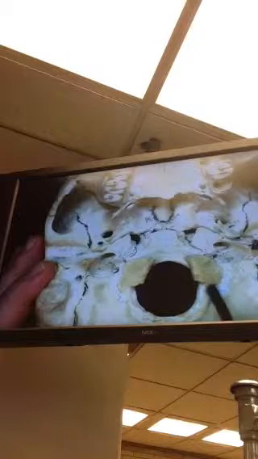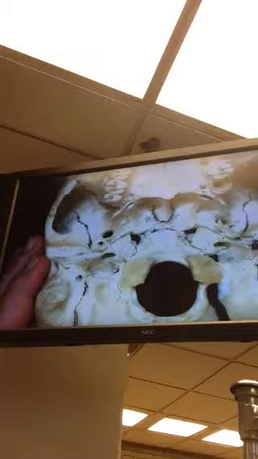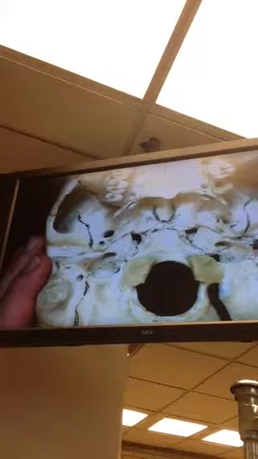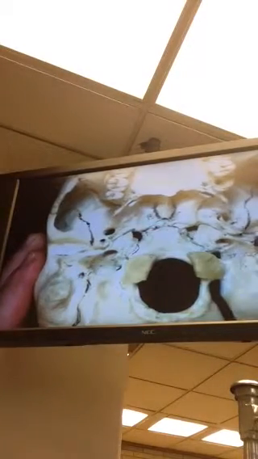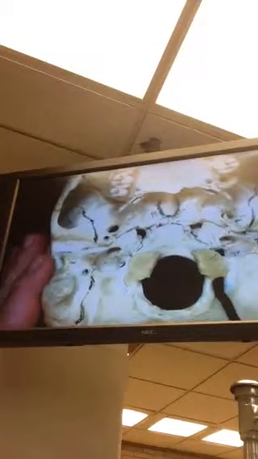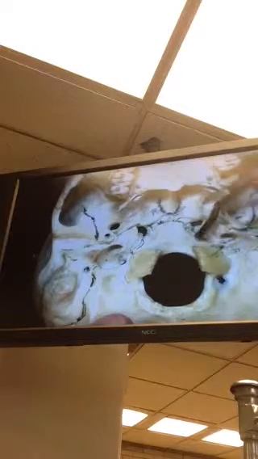Okay, we talked about these areas here, adjacent to the foramen magnum. This skull, by the way, only has one posterior condylar canal. It doesn't have one on the right side. This would be the right side over here and the left side over here. It does have a hypoglossal canal.